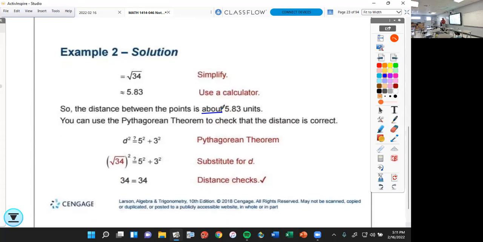And if we wanted to, we could use the Pythagorean theorem and check it. Our d squared, the square root of 34 squared, equals 5 squared plus 3 squared. Well, the square root of 34 squared is 34. 5 squared plus 3 squared is 34. So it does check. And that's just using the Pythagorean theorem.